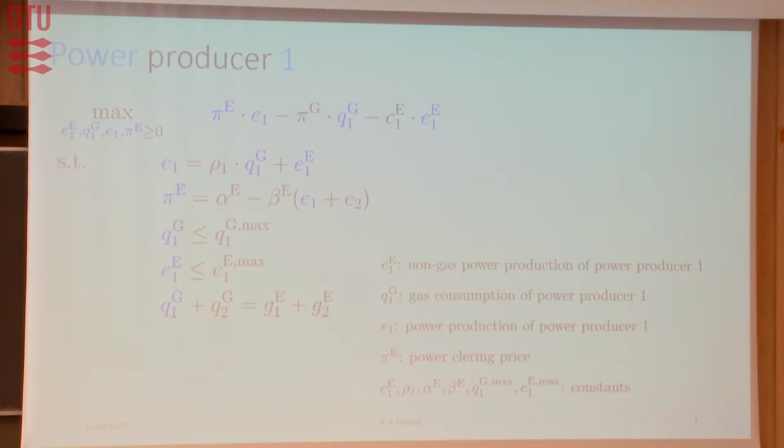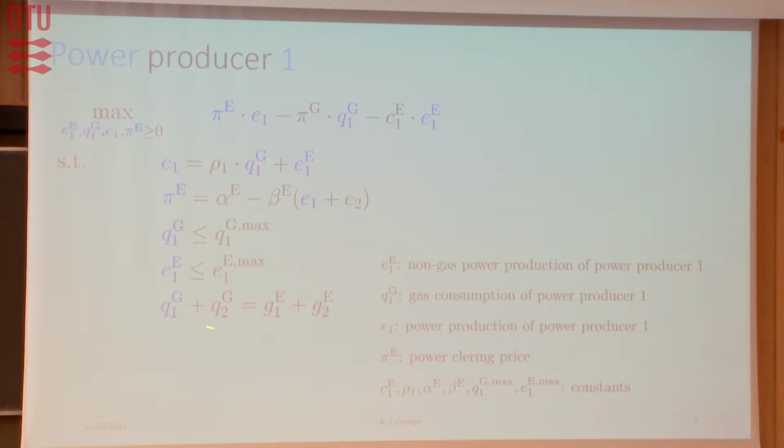Okay. But the price depends on the total electricity. So this is the electricity that I'm producing, E1, and E2 is going to be the electricity produced by the second producer, and this is the price of electricity following a Cournot law over here. And I say, well, I have a bound of the total gas that I can buy to produce electricity. I have a bound of the total electricity that I can produce using the machines different than the gas.